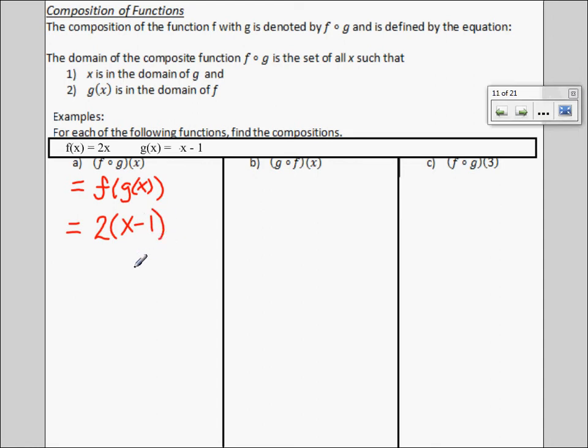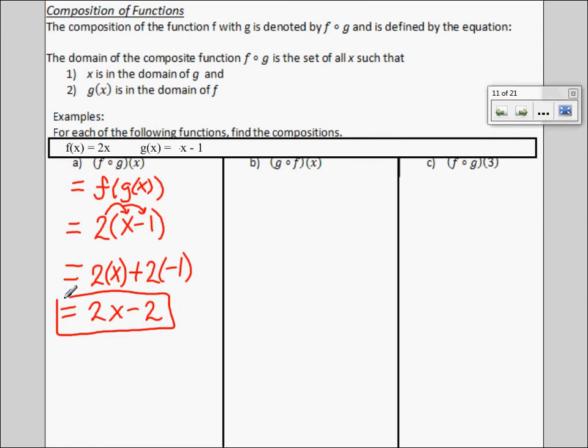Okay, and now to simplify, just use the distributive property and distribute that 2 across everything inside the parentheses. So we have 2 times x plus 2 times negative 1. To simplify, just have 2x, and then 2 times negative 1 is just minus 2. And that is the solution to that composition of functions.